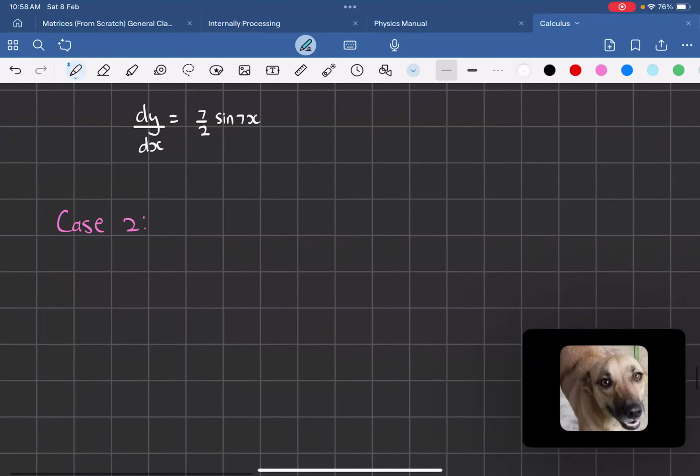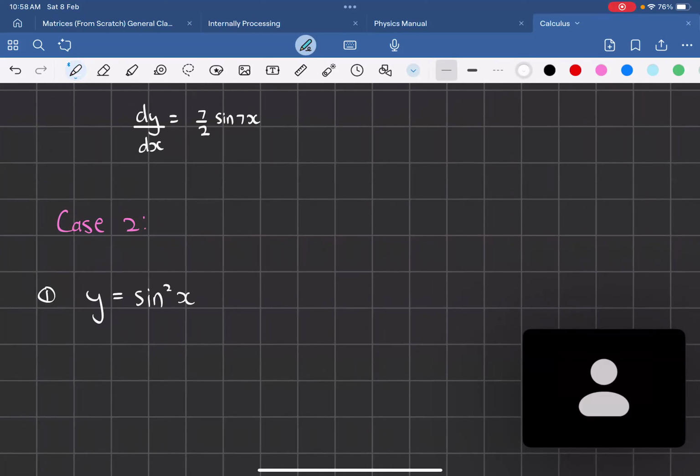So what if we have something like y is equal to sine squared x? Kira, is that the same thing as sine x? Remember, sine x is the only thing we actually know how to differentiate. Does that look like sine x? No.